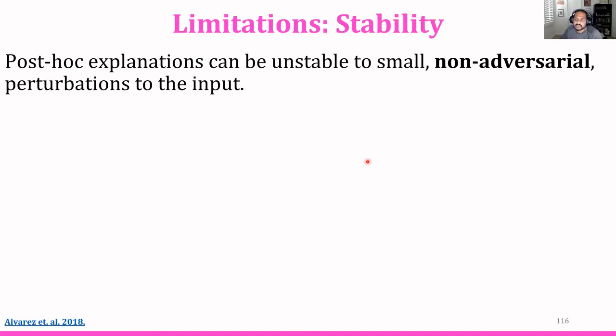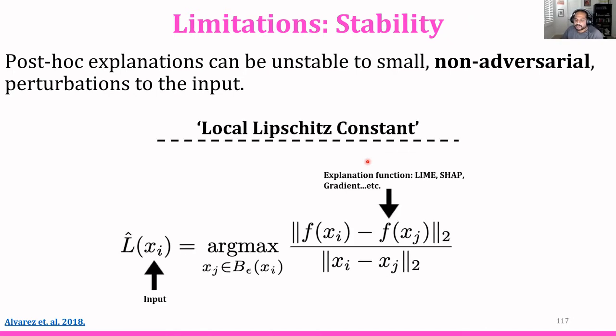where you can even make non-adversarial changes to the input, and you can see a lot of change, right? So people have defined this sort of local Lipschitz constant idea, where you're changing the input slightly, and however much you're changing it goes in the denominator. And then you look at how much the explanation changes when you've slightly changed the input. You expect that to be somewhat low. You don't want the explanations to change wildly just because you've changed the input a little bit.